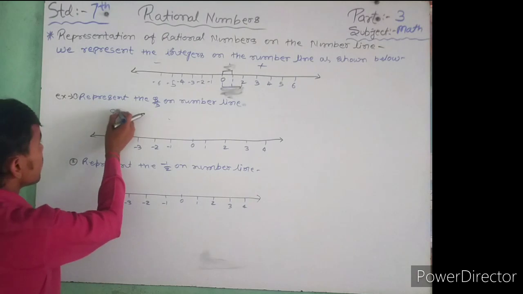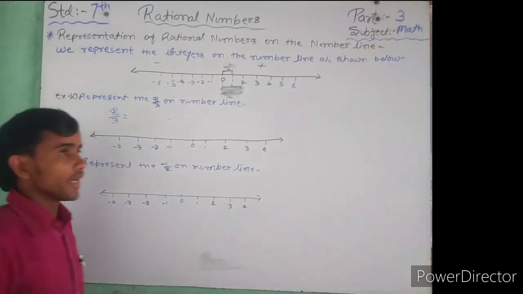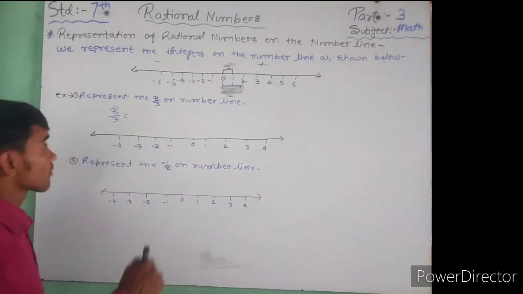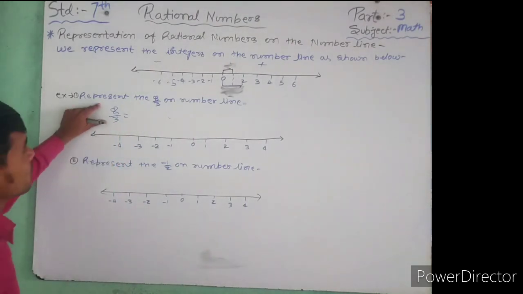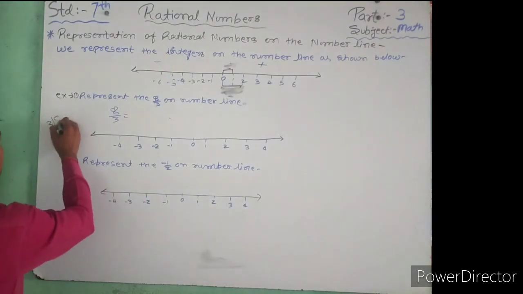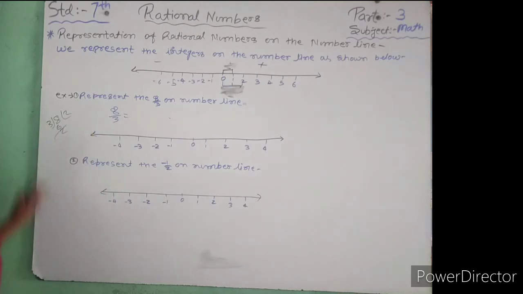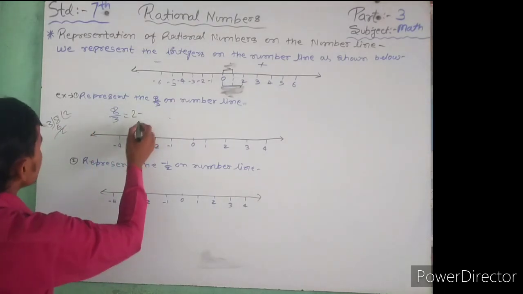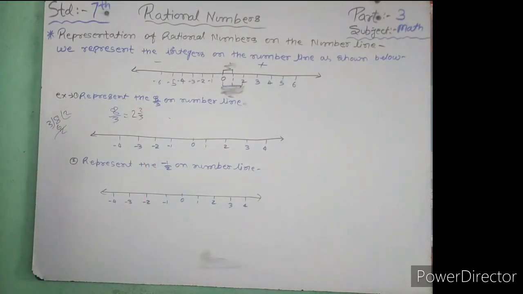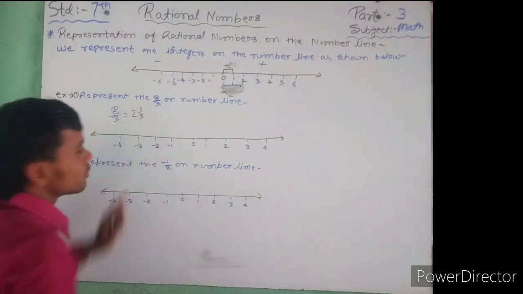So, 8 by 3. Firstly, convert it into a mixed fraction, which means dividing 8 by 3. 3 times 2 is 6, so the quotient is 2 and the remainder is 2. It means 2 whole 2 by 3. That is your answer, 2 whole 2 by 3.